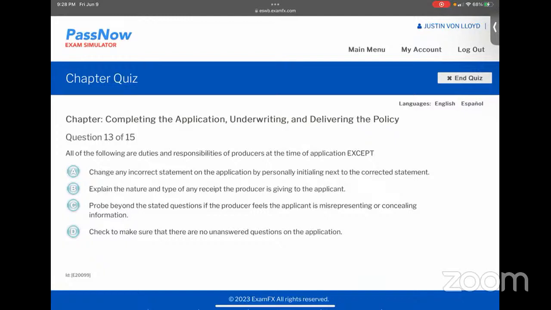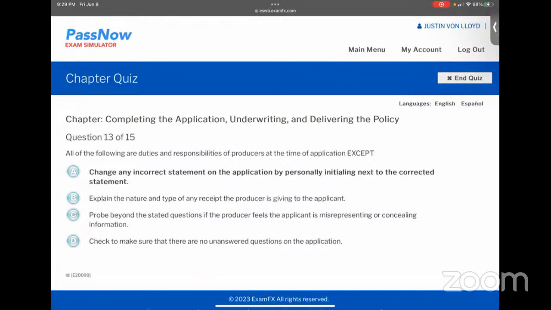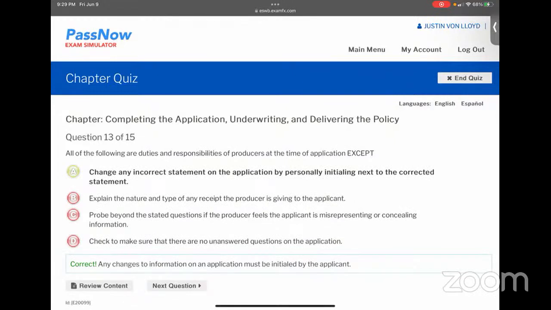What about D? Check to make sure that there are no unanswered questions on the application. Do they have to do that too? Yes, the agent does. All right, so what does that mean? What answer does that leave us with? Was it A? A, ain't that what you said, Paula? I don't know, we done said so much. Look, it's A.